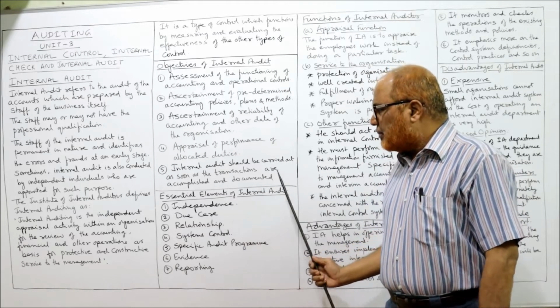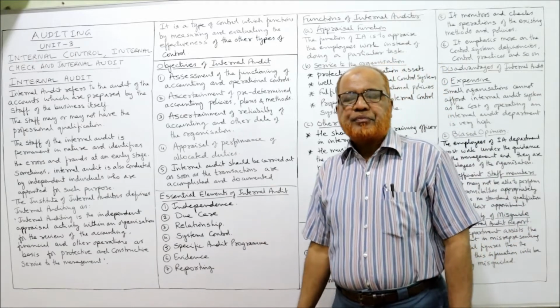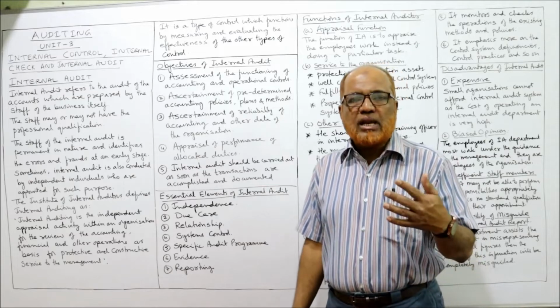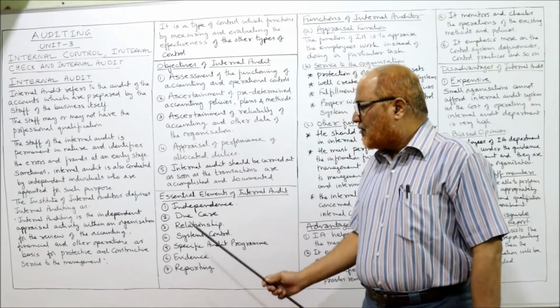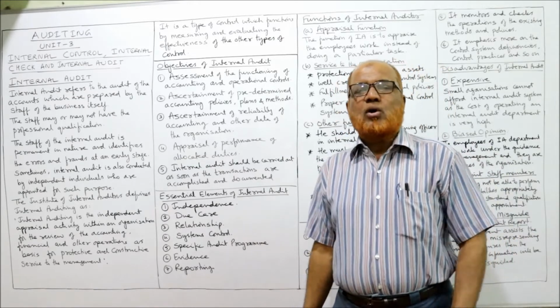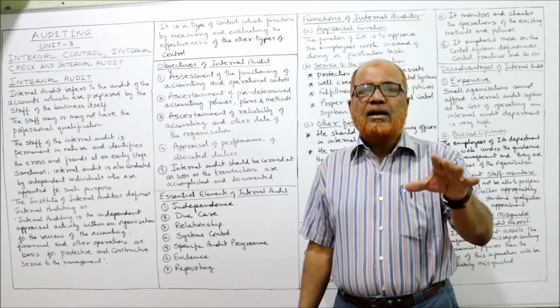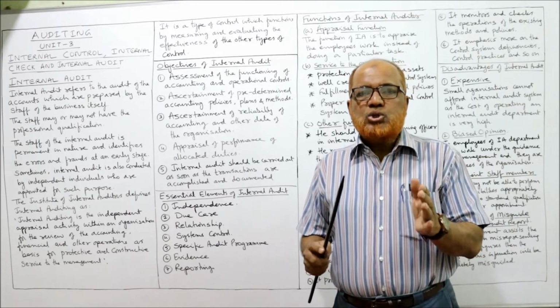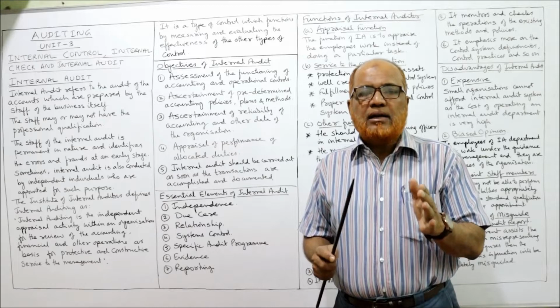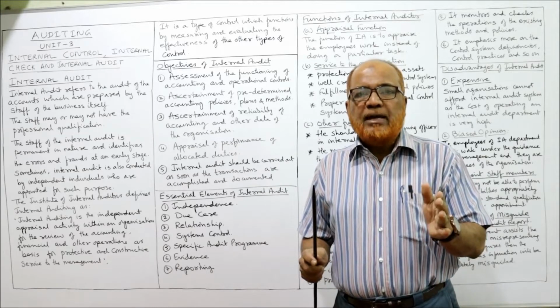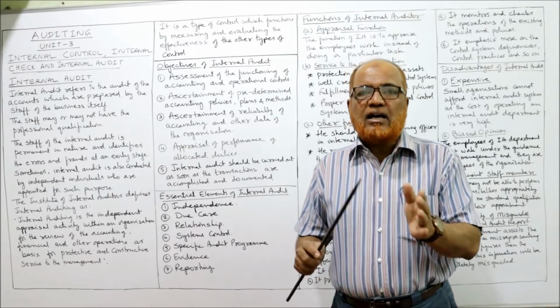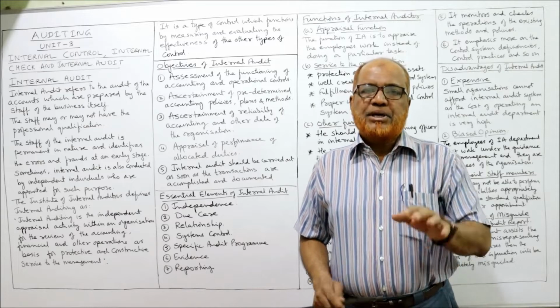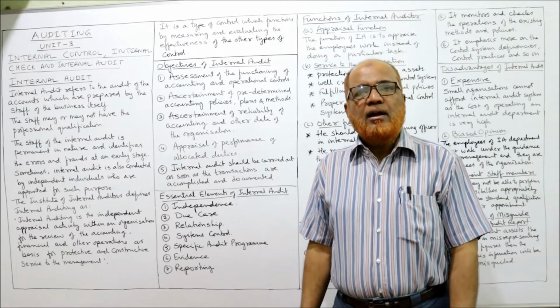Now, essential elements of internal audit. So what are the features? What are the essential elements of internal audit? First one, independence. See, auditing is an independent function. The auditor should work independently. The auditor should not be influenced by any other's opinion. His work is completely independent.